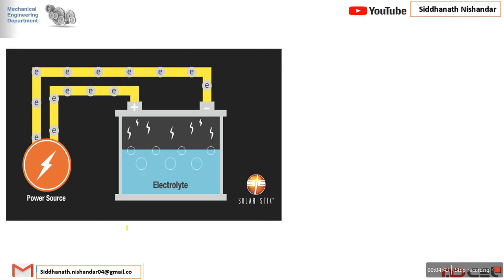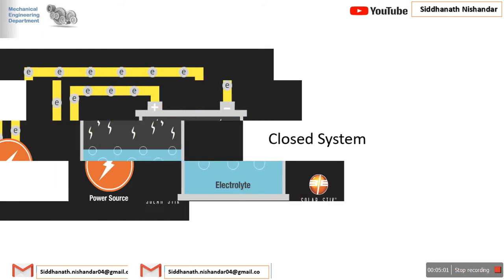In the case of the electric battery, if we see, charging and discharging of the battery takes place, in the form of electron movement. So there is only transformation of energy during charging and discharging, but the mass of the lead remains constant. So the electric battery is an example of a closed system.